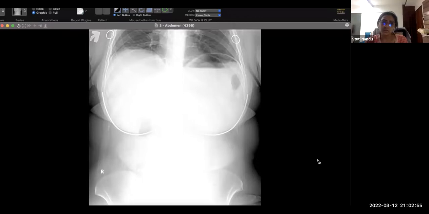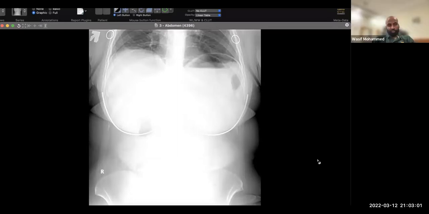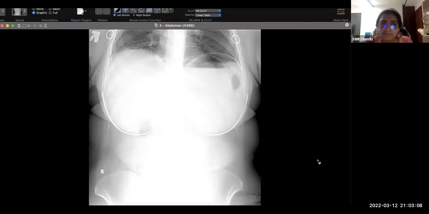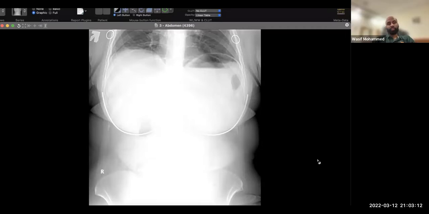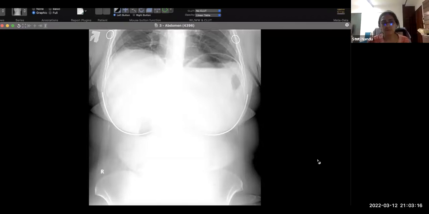I would like to suggest an ultrasound or a CT scan. So have you completely ruled out pneumoperitoneum with this film? Is there something else that you would like to do? The patient is still on the table. I would like to do an erect chest radiograph.